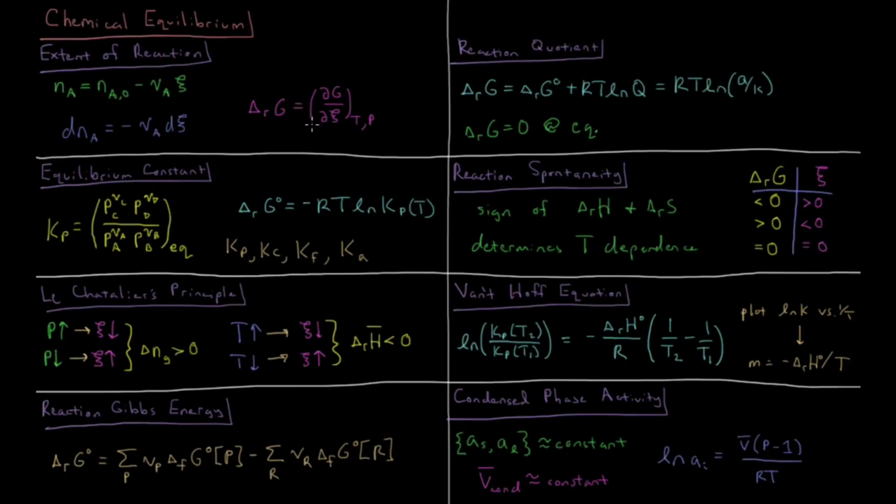And then in this video we work all the way through to show that the Gibbs energy of reaction is equal to the partial derivative of the Gibbs energy with respect to extent of reaction evaluated at constant temperature and pressure.